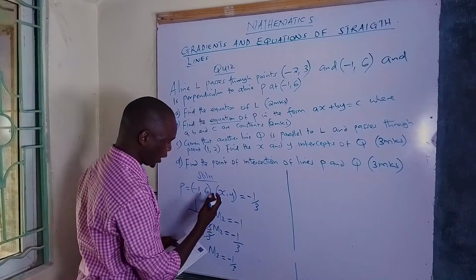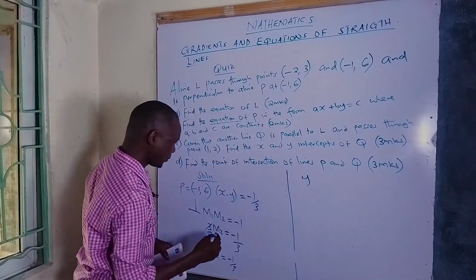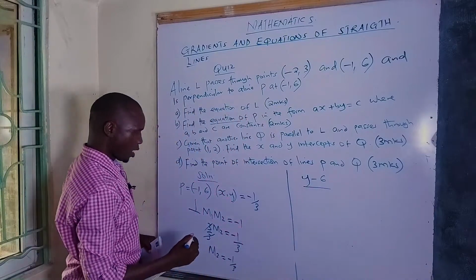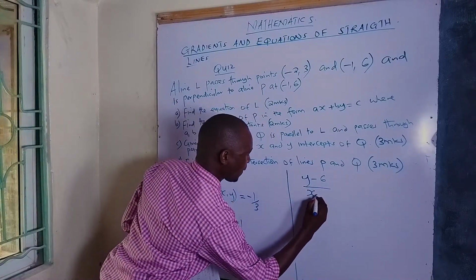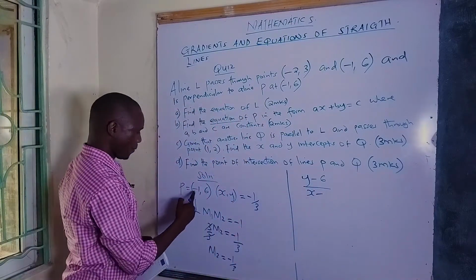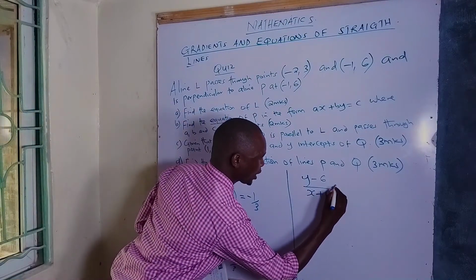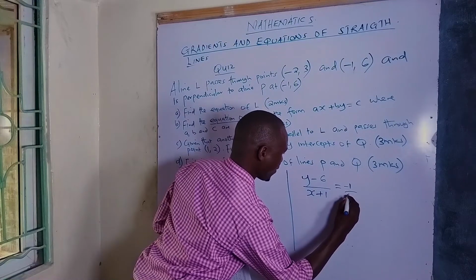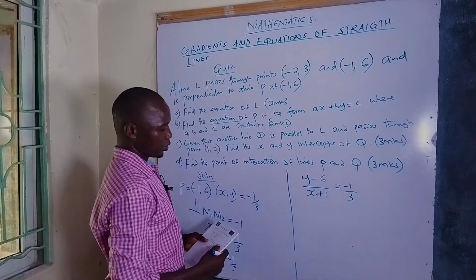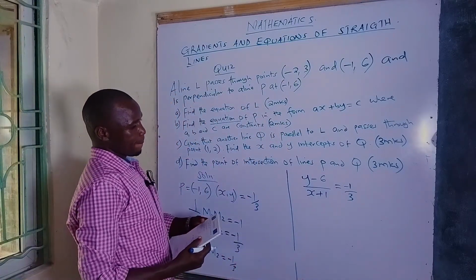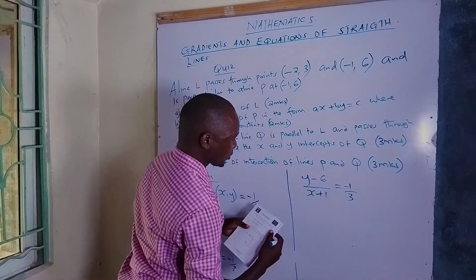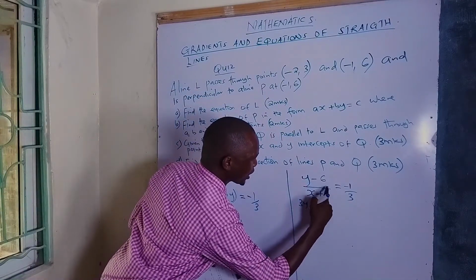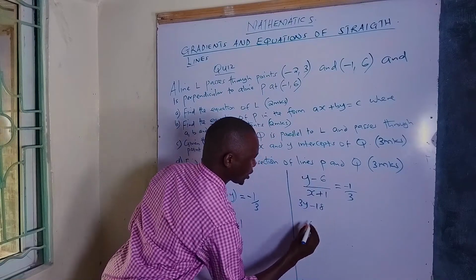For us to be able to get the equation, take y minus the value of y, which is 6, over x minus -1, which is +1, and this must give us -1/3. So you cross multiply here. So we are going to have 3 times y, you get 3y. Then 3 times -6, you get -18.